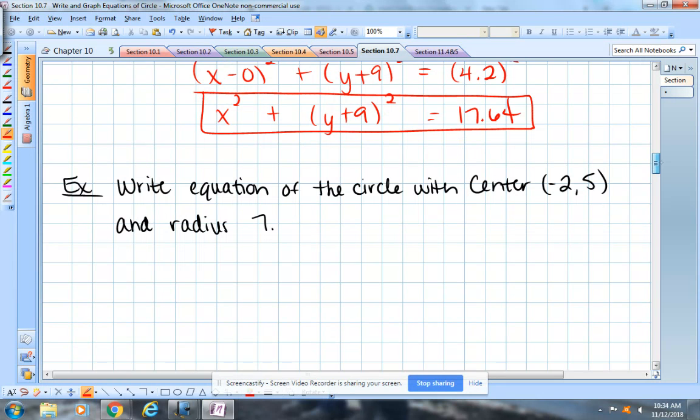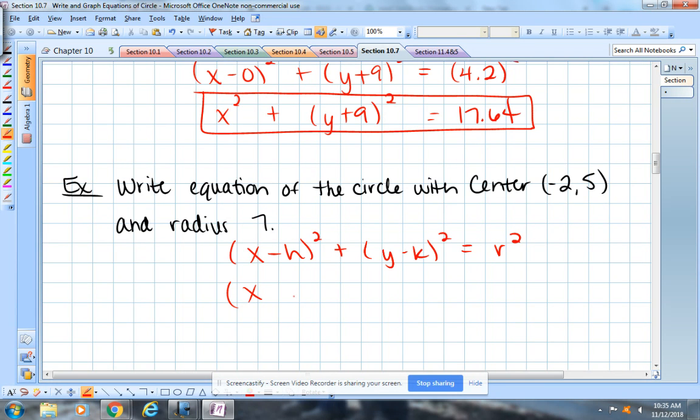Let's try another one. Again, they're giving me the center and the radius. So we just have to plug everything into the formula. Okay. So the formula is what? Can y'all tell me? Equals r squared. So what is my h?